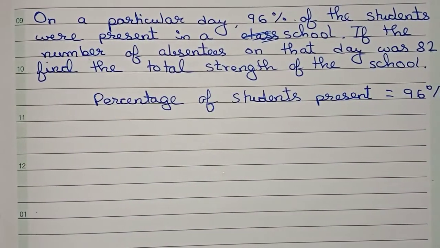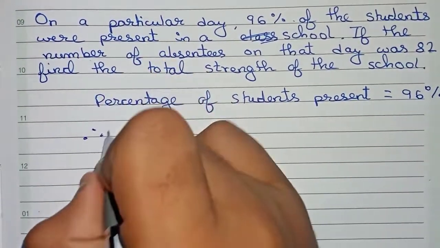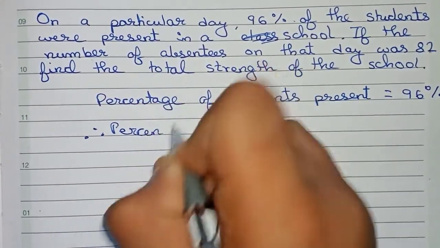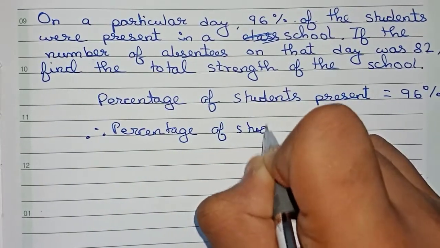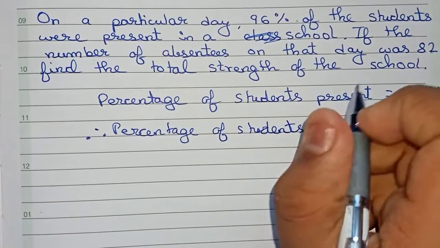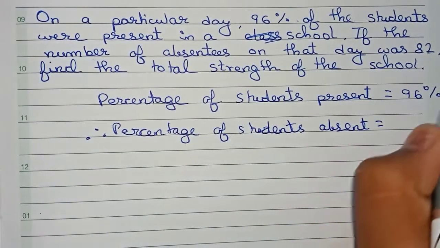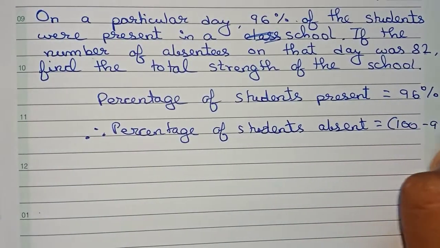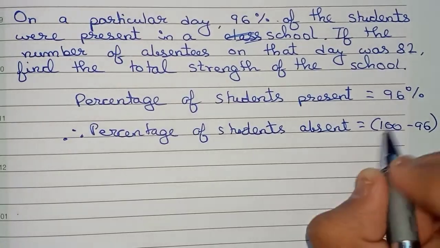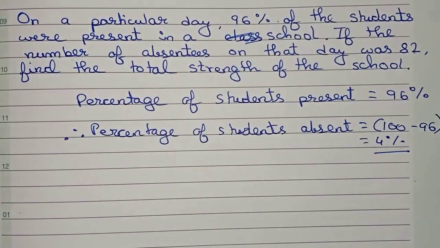Now we will find out the percentage of students who were absent. So we write the percentage of students absent equals to, absent will definitely be 100 minus 96. So it becomes 100 minus 96, which is equal to 4%. So 4% of students were absent on that day.